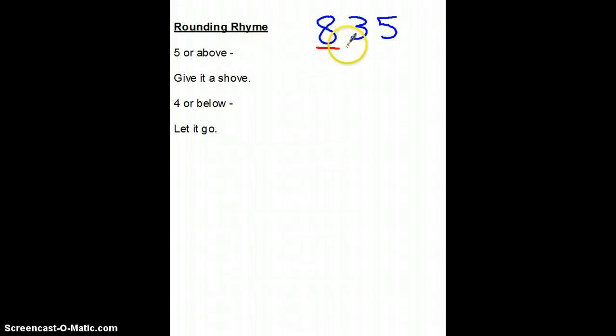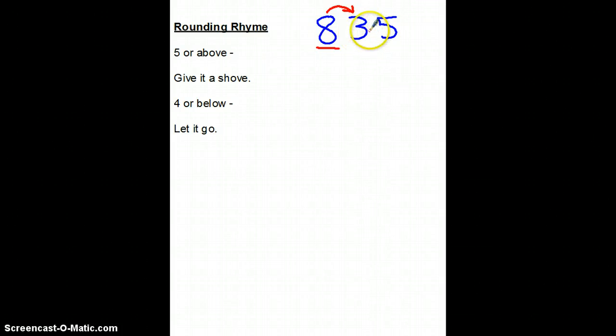Now, when you're rounding, you underline the place that you want to round to, but you always look at the number that's right next door. In this case, 3 in the tens place is next door to 8, which is in the hundreds place. And when I say next door, I mean the number immediately to the right of the place that I want to round to. So here again, it's a 3.